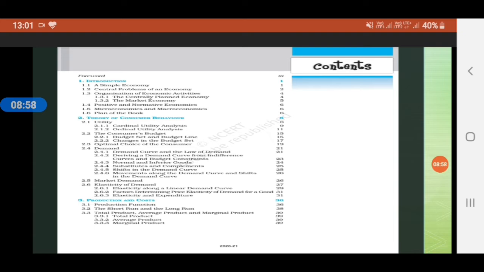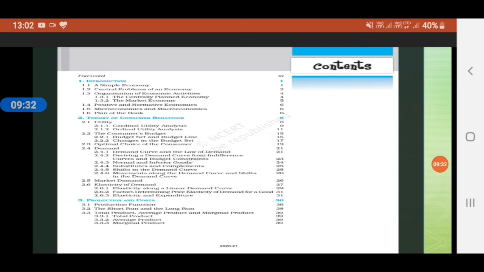In this, we learn how much the quantity demanded responds due to a change in one of its determinant factors. To make you understand this concept, they have kept some concepts like elasticity along a linear demand curve, factors determining price elasticity of demand for a good, and elasticity and expenditure. So these are the concepts they kept in elasticity of demand. This much they have kept in the second chapter.